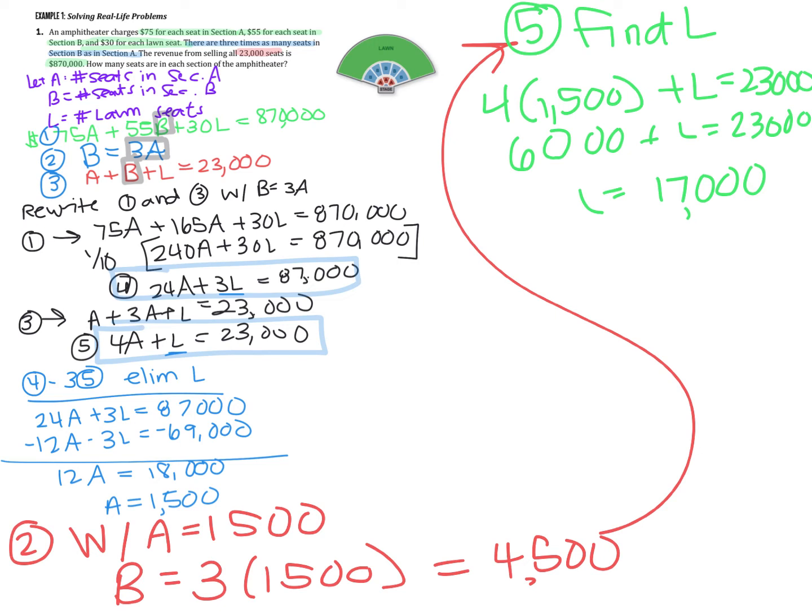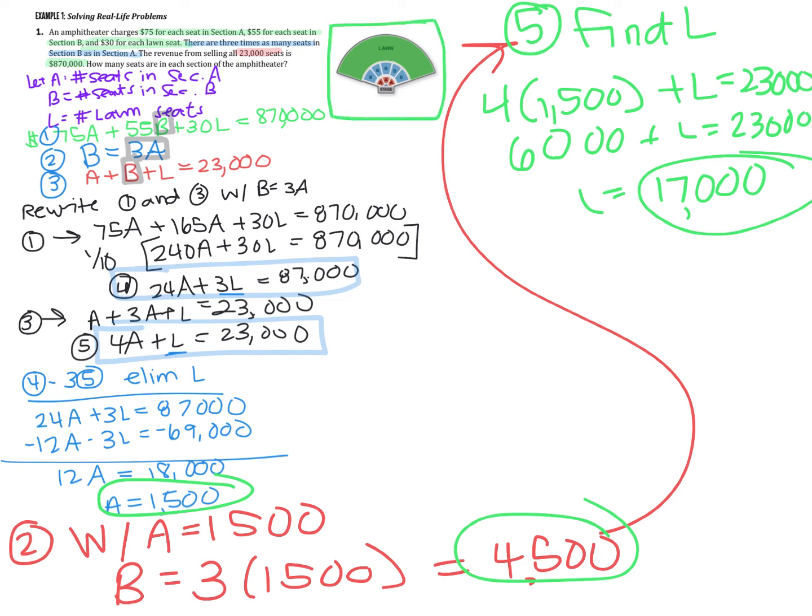Now, before I write my final answer out as a sentence, I want to make sure that this makes sense. First of all, these 3 values that I just found are supposed to add to a total of 23,000 seats. Well, that works. I'm adding 17 and 6 together, and that gives me 23,000. I'm supposed to have 3 times as many seats in B as I do in A. Well, B is definitely bigger than A, and I can tell it's 3 times. Then I'm also looking at this little picture, and it does make sense to me that the lawn area has the most seats, that area B has the second most seats, and that area A has the smallest number of seats. It makes intuitive sense to me based on that picture.